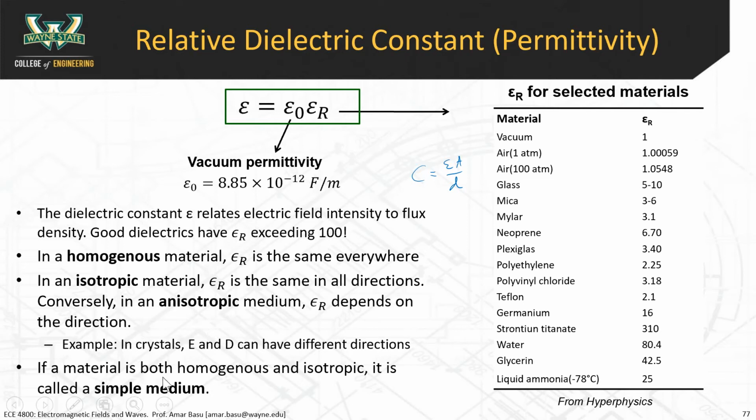If a material happens to be both homogeneous, meaning epsilon r is the same everywhere, and isotropic, it's called a simple medium, and we're going to be dealing with those in this class.